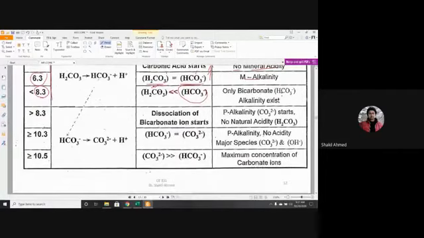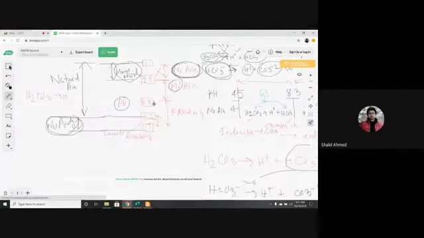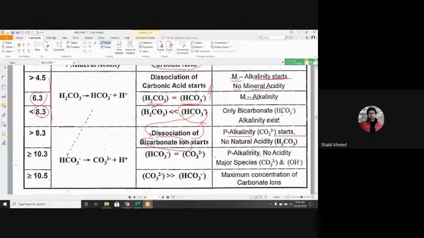Similarly, whenever it's beyond 8.3, then these start dissociating. So dissociation of bicarbonate ion starts, and P alkalinity starts. So from 8.3 to 10 and above, P alkalinity starts to exist.